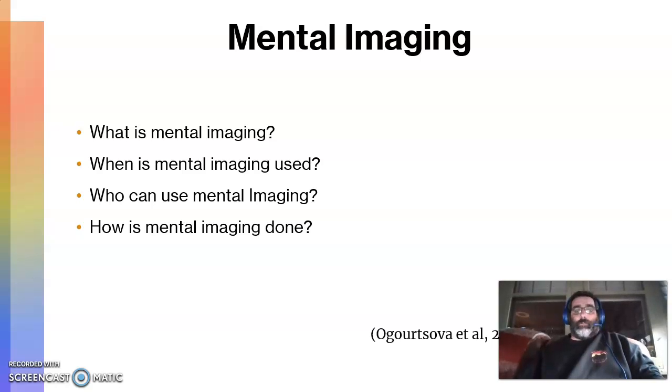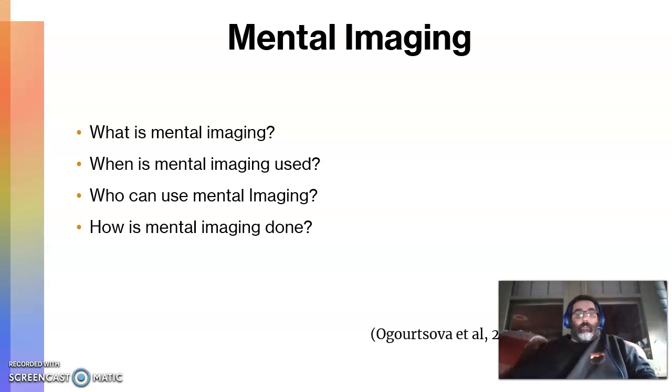So how is mental imaging done? Mental imaging is pretty much exactly what it sounds like. You are picturing what the task is in your mind before doing it. So you'll actually picture what the different steps are. And then the person doing the mental imaging will need to be able to picture what something feels like and what it sounds like.